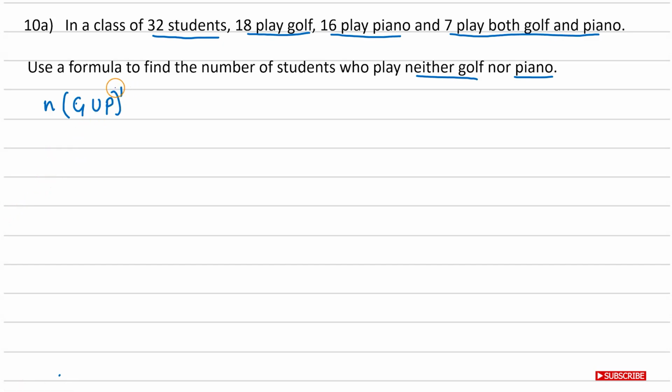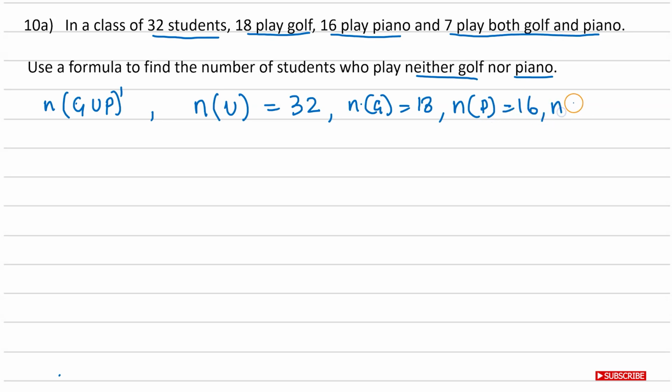Okay, so let's put the information here, what we have, let's put it in writing. So we have the number of the universal set. We know that's going to be 32. And the number of people who are playing golf, that's equal to 18. Number of people who are playing piano is equal to 16. And the number of people who are playing both golf and piano, so golf intersection P, that's going to be equal to 7.